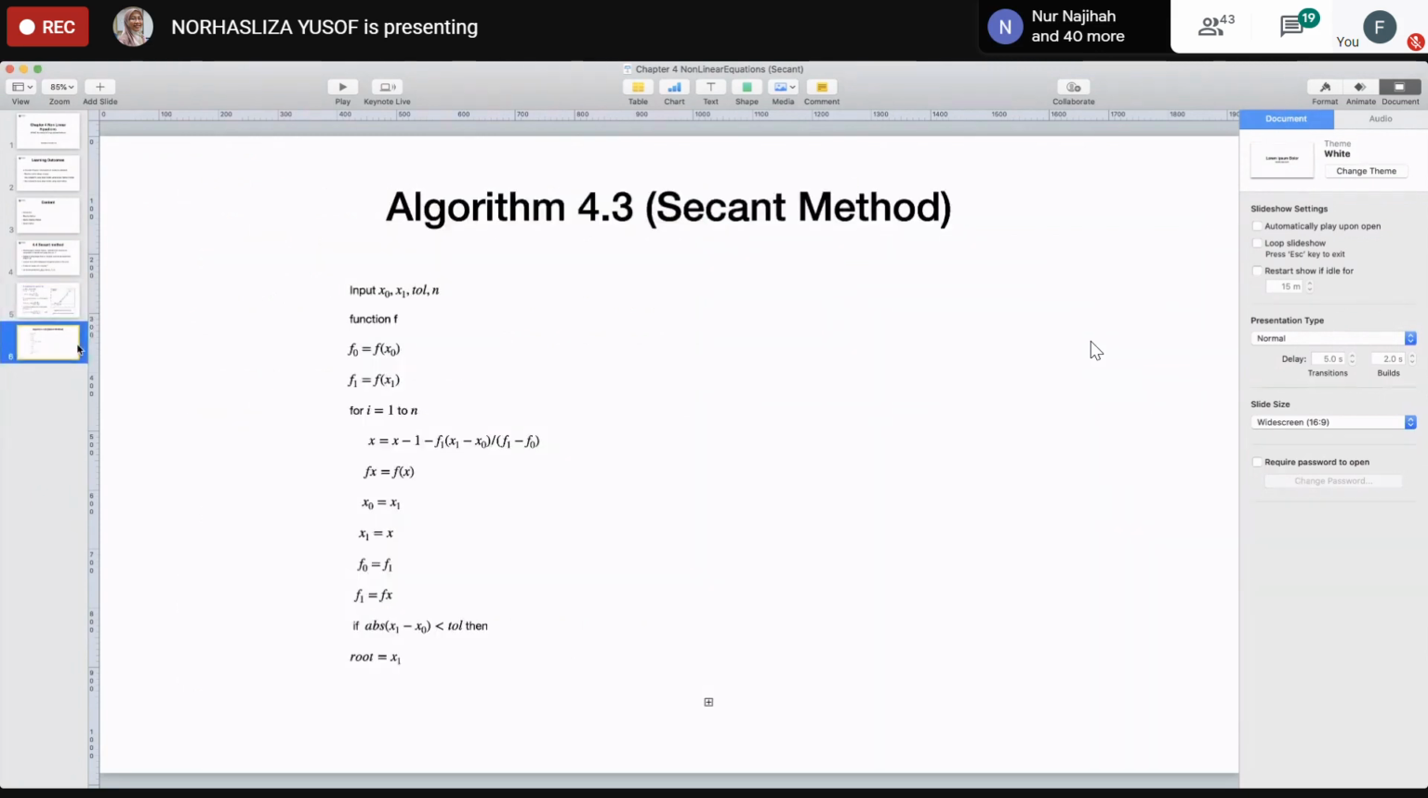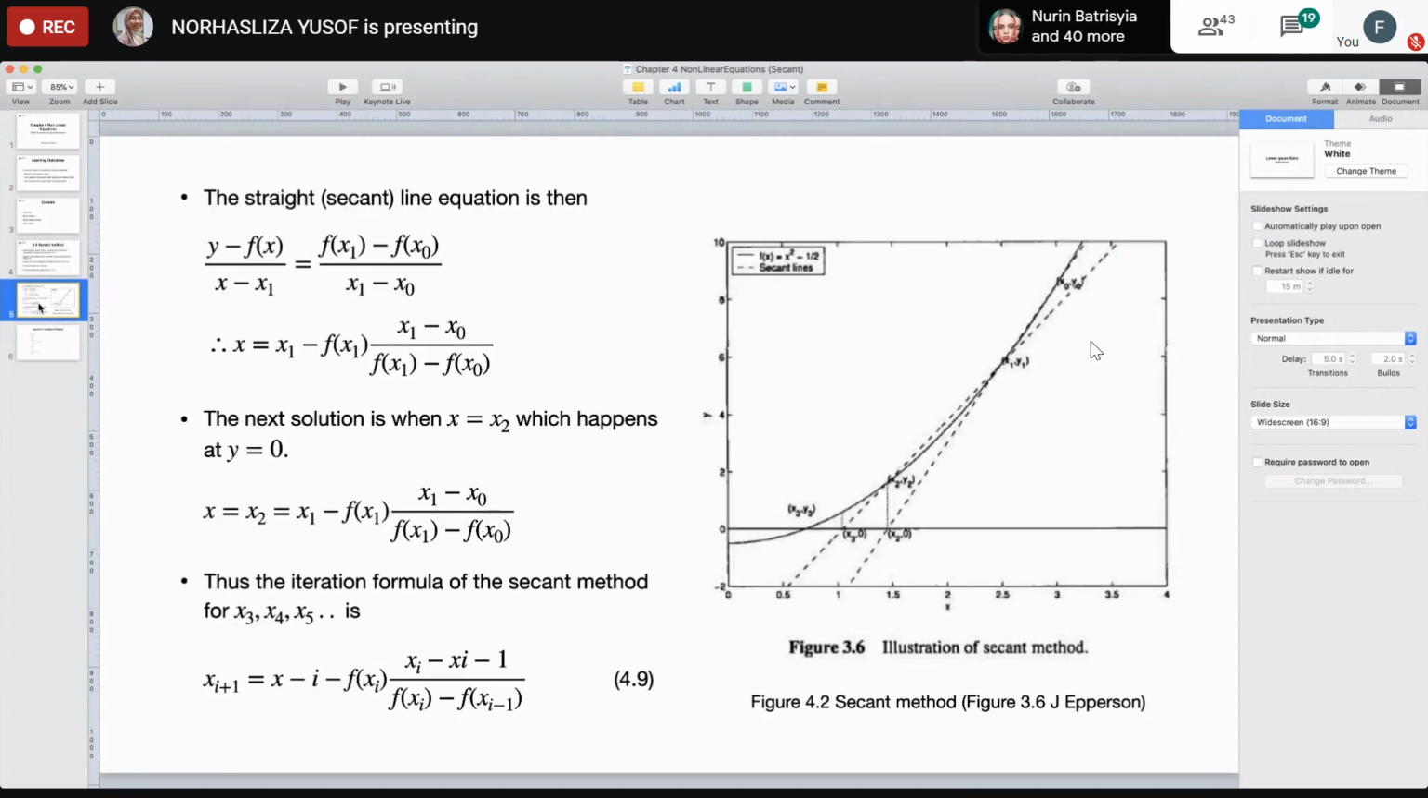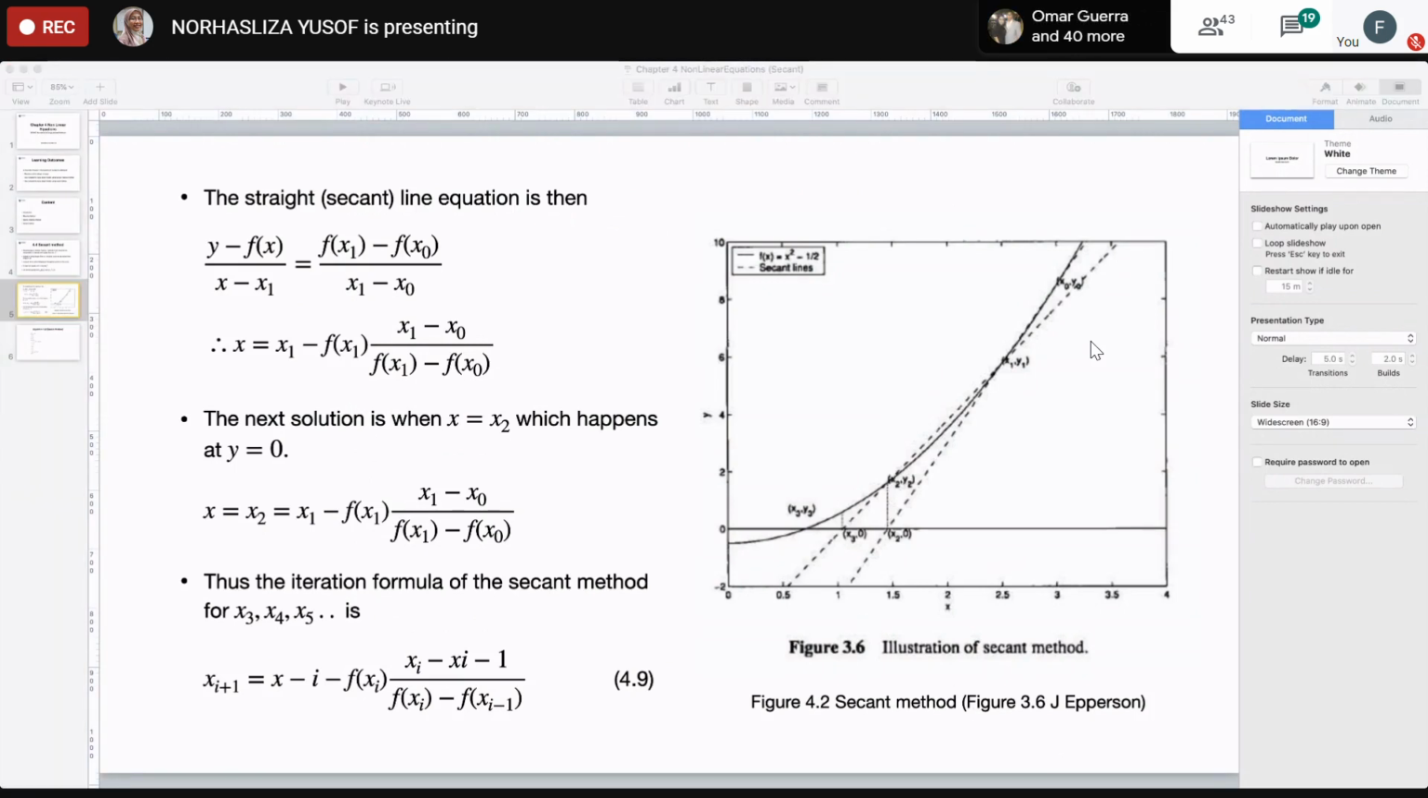So I also provide some algorithm for all these 3 methods, and from there you are going to do some homework later on how to code this. Okay, so I already gave some brief example.